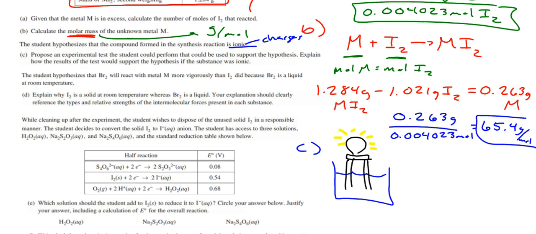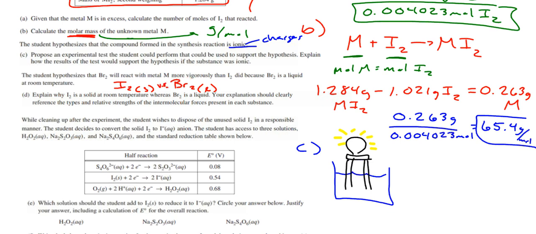All right, then we only have a couple left. Student hypothesizes that Br2 will react with metal M more vigorously than I2. Yeah, because Br2 is a liquid at room temperature. So they're just saying a statement. So sometimes, again, when I'm doing this problem, I need to kind of understand what they're saying. So they're saying that Br2 is a liquid. I'm assuming then they're saying that I2 is a solid. Okay, that's what they're saying. So here's my situation again.